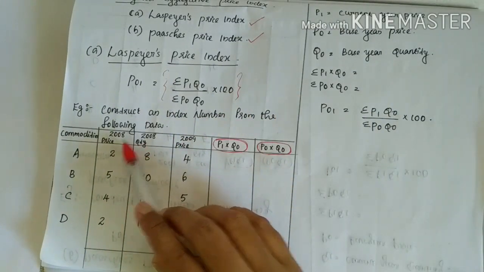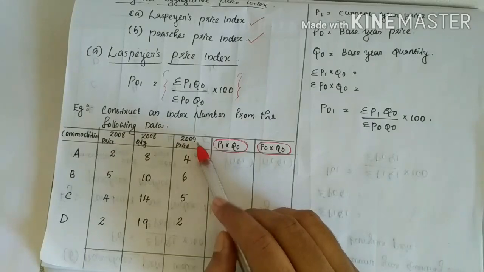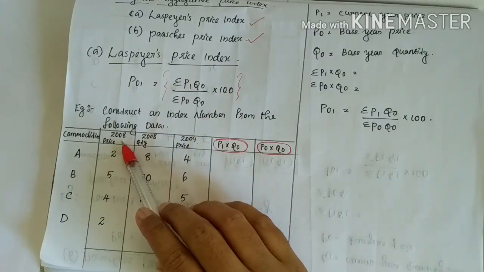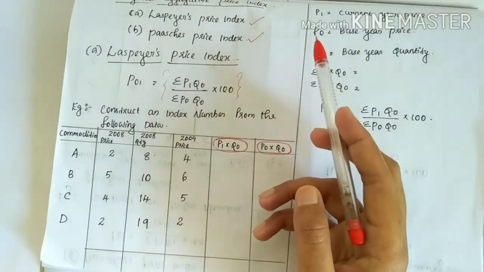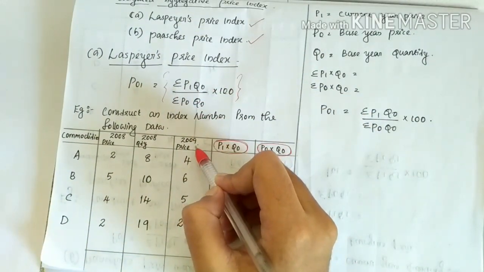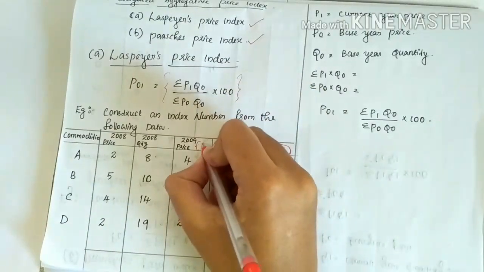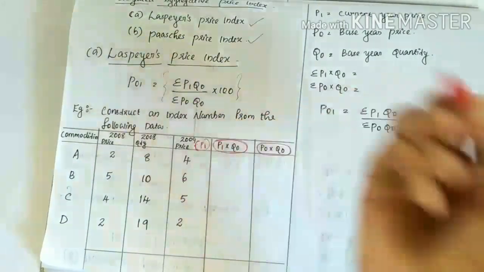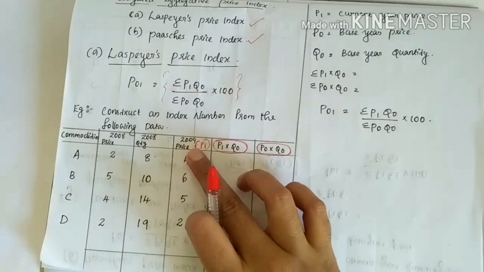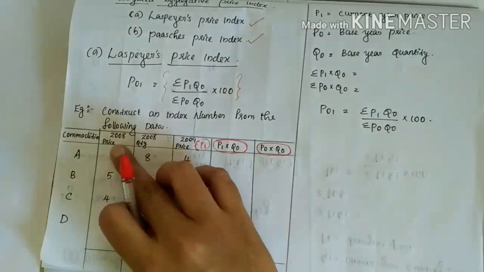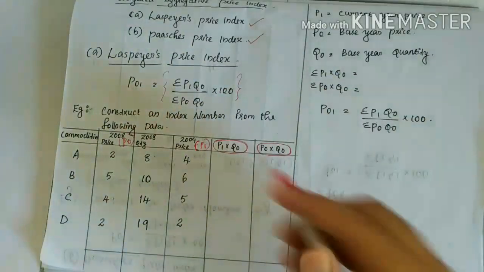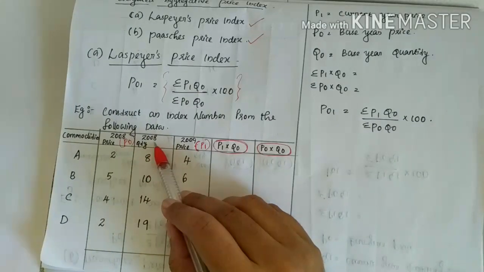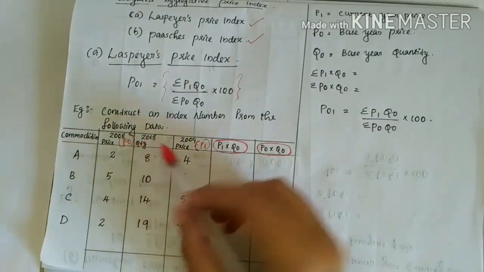In this, price 2008 and price 2009 are given. Here, the price in 2008 is what price, current year price or base year price? Here the price in 2009 is the current year price, so it is denoted as P1. The current year price is denoted as P1. So in this example, the 2009 price is P1 and the price in 2008 is P0. Clear? Then the quantity in 2008 is the base year quantity.